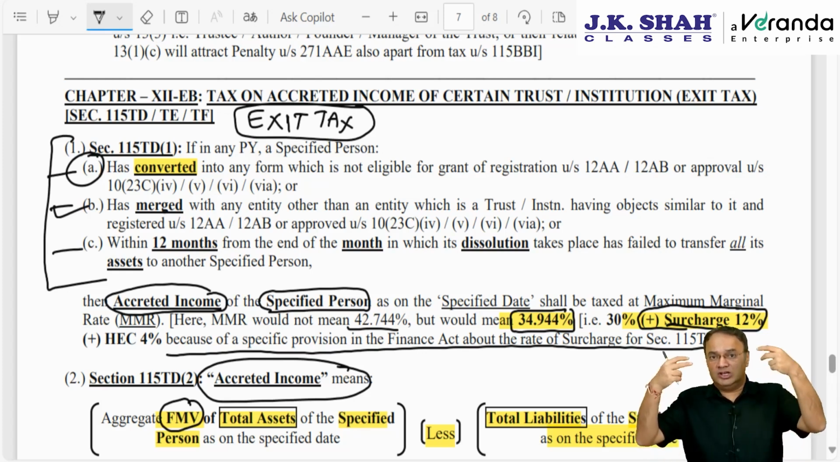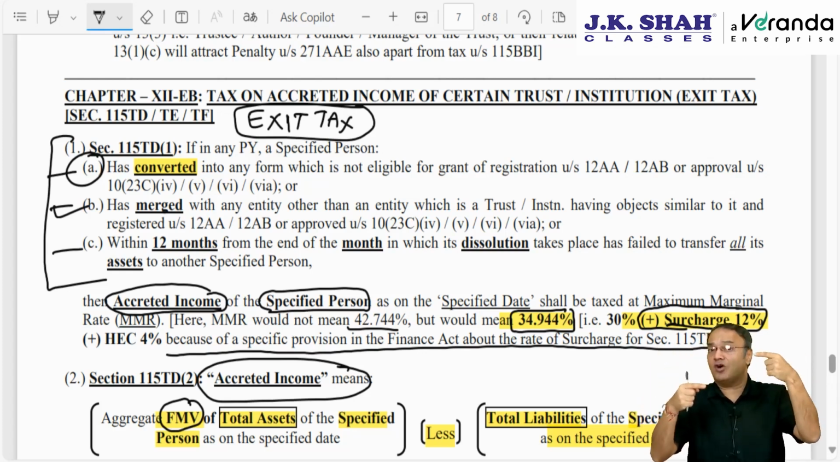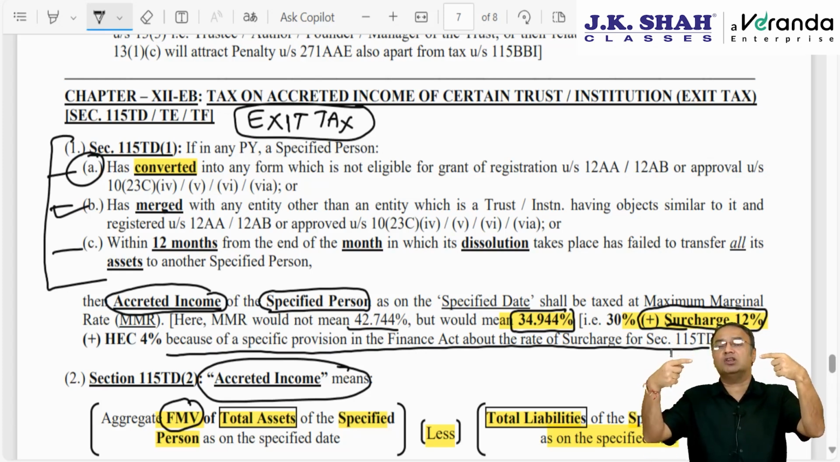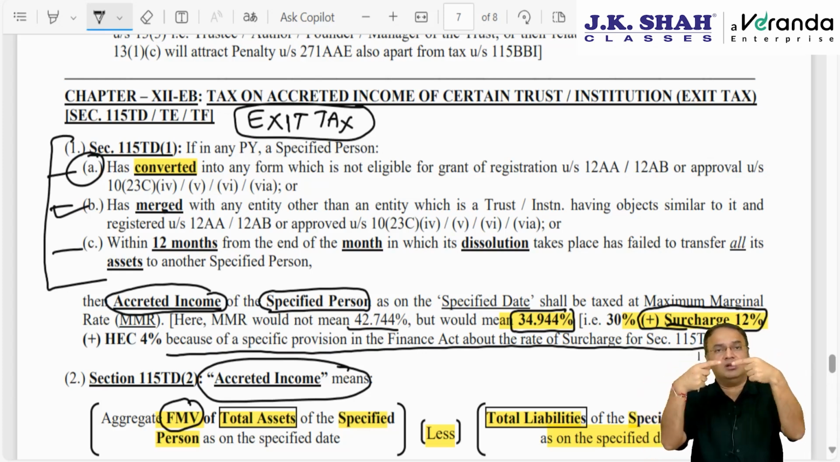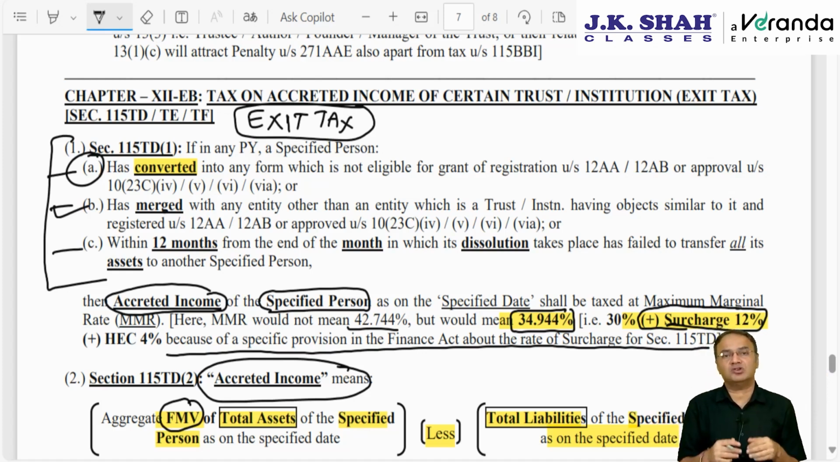Only if either of the two conditions fails. This trust is merging with this trust, both of them should have similar objects, then fine. If objects are different, say one is CRY, Child Relief and You, which is meant for street children, and the other one is a religious trust, say Tirupati Tirumala Devasthanam, then the objects are totally contradicting or mismatching. In such a situation the trust will be deemed to have merged with an entity other than the permitted entity, and tax on accreted income will be attracted.